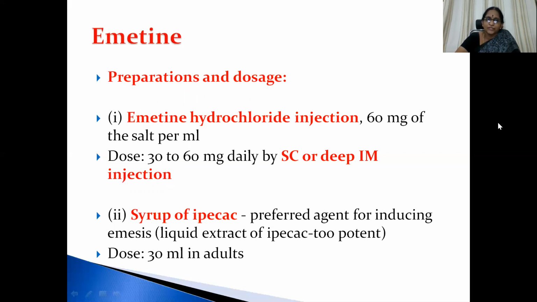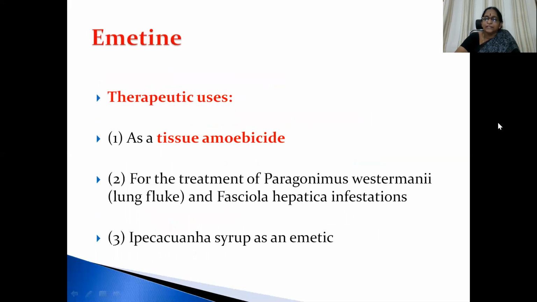Then preparations and dosage. Emetine hydrochloride injection, subcutaneous or deep IM. Then syrup of ipecac, the preferred agent for inducing vomiting; in that case 30 ml is to be given in adults. Uses: as a tissue amebicide, for the treatment of liver fluke and lung fluke, and ipecacuanha syrup as an emetic agent.